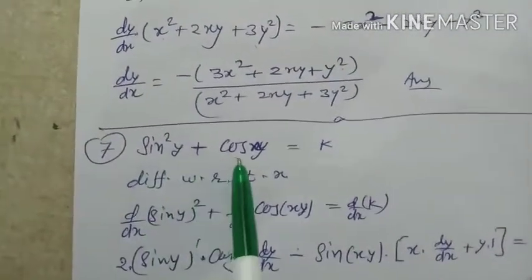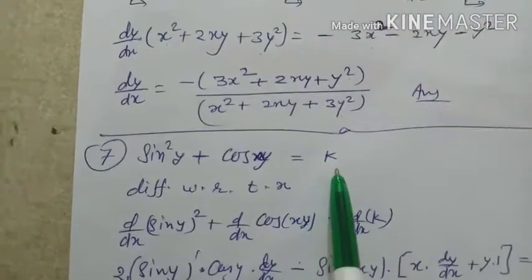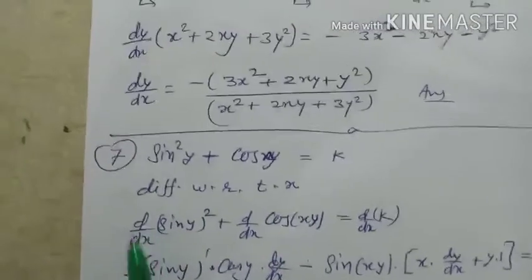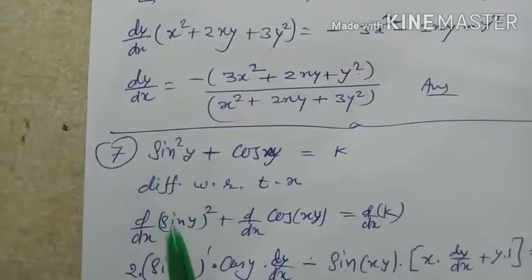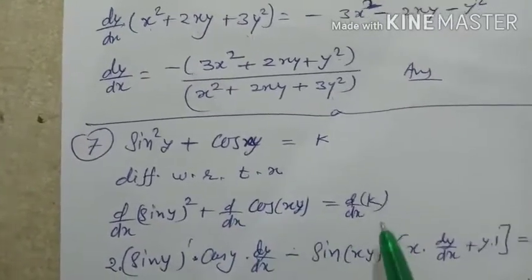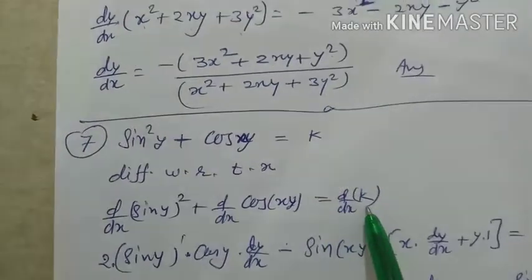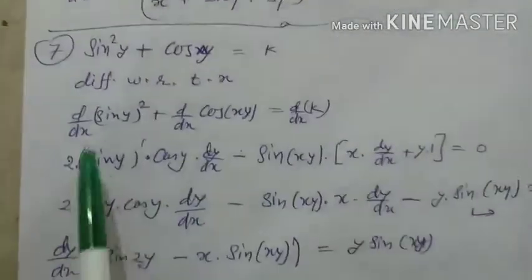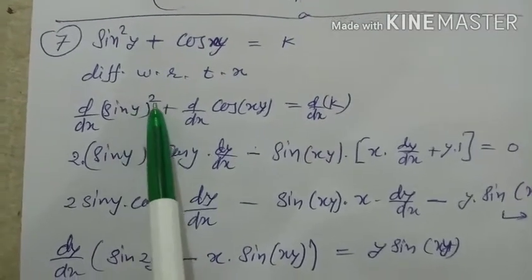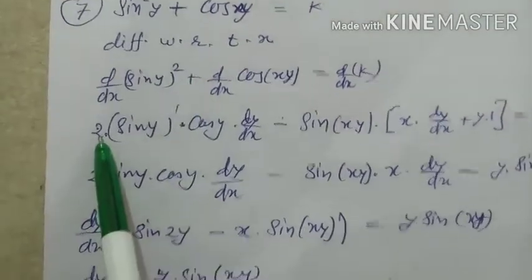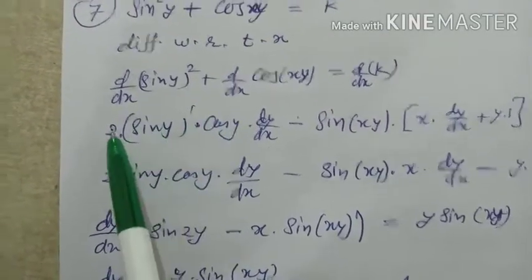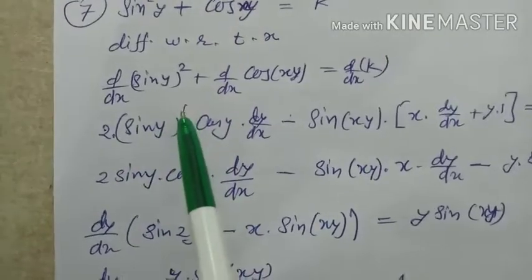Sin square y plus cos x into y equal to k, where k is any constant. Differentiate with respect to x. So d by dx of sin square y, it means sin y whole square, plus d by dx of cos x into y, and here also differential of k, that will be 0. Now first suppose this is x to the power n. So this 2 comes first, so 2 into x to the power 2 minus 1, that is 1. So 2 sin y whole raised to the power 2 minus 1, that is 1.